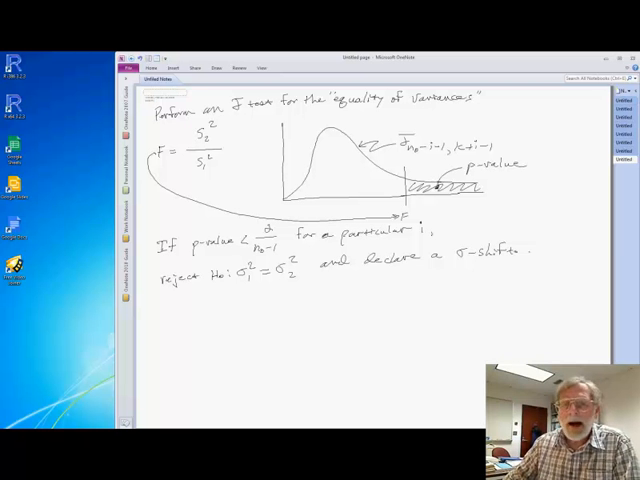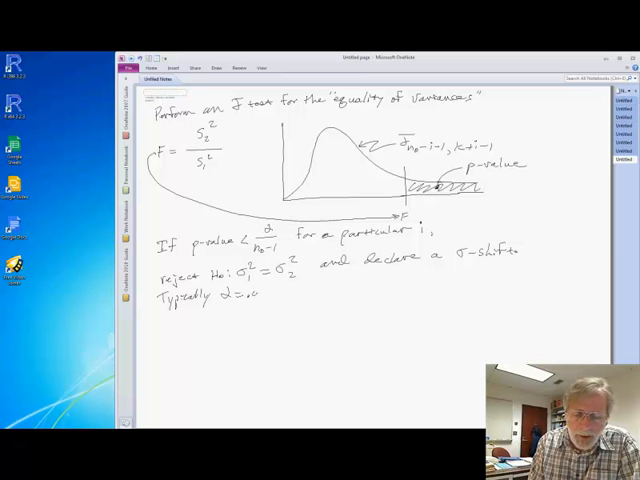And you declare that to senior management, because senior management may have to go out and get a big giant loan and buy new tooling. Otherwise, they're going to stay in a state of being out of control. So you're going to be the bearer of bad news. So you better be really sure of yourself. Otherwise, you will be discredited. Typically, alpha equals 0.05.